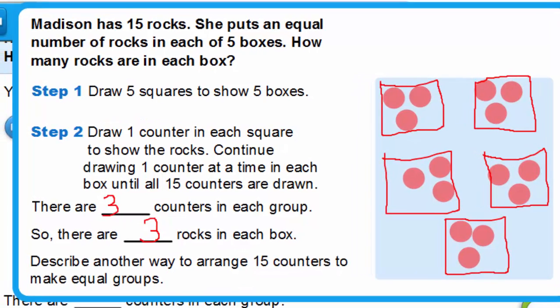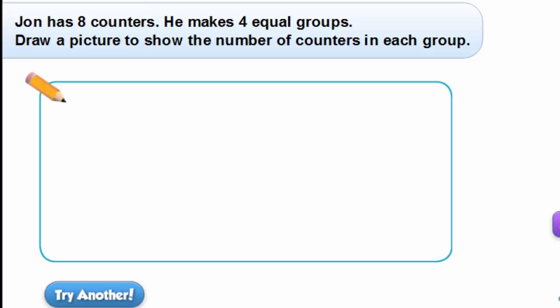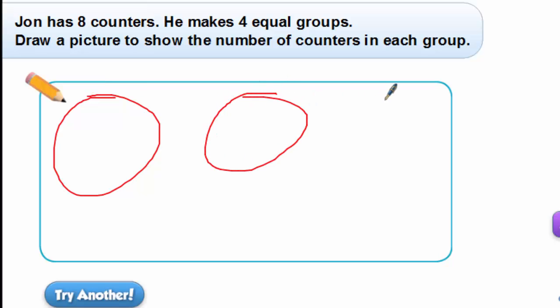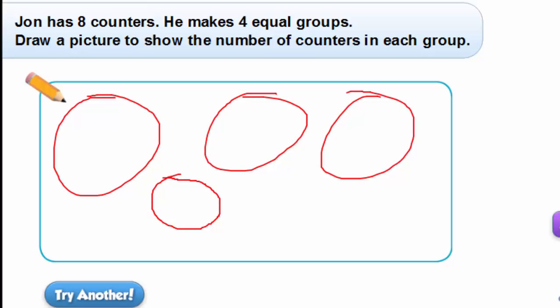Good job. All right, now you have to use your 8 counters because John has 8 counters. He makes 4 equal groups. Draw a picture to show the number of counters in each group. All right, guys, are you ready? How many groups are we going to draw? That's right, 4. 1, 2, 3. Sorry that my circles are not the right size. Oh, look, that one's really tiny. Let's fix that one. Let's make it bigger. All right, there we go.